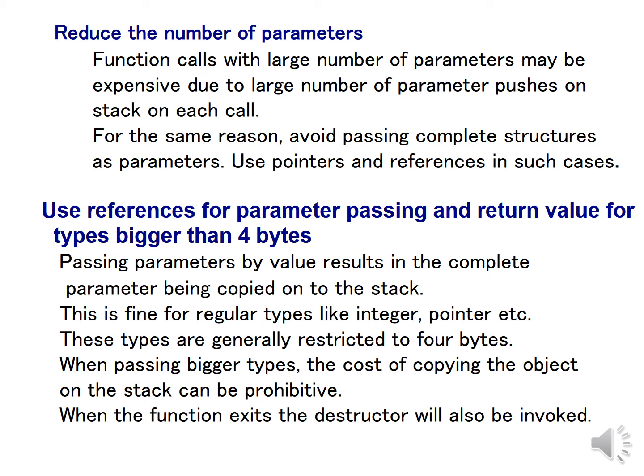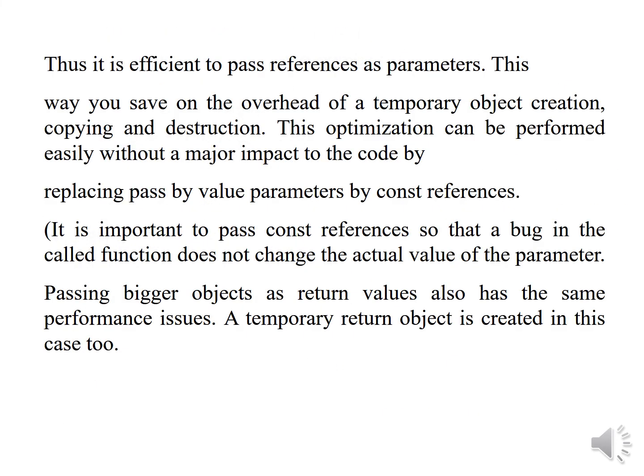Use references for parameter passing and return values for types bigger than 4 bytes. Passing parameters by value results in the complete parameter being copied onto the stack. This is fine for regular types like integer, pointer, etc. These types are generally restricted to 4 bytes. When passing bigger types, the cost of copying the object on the stack can be prohibitive. When the function exits, the destructor will also be invoked. It is more efficient to pass reference parameters. This way you save on the overhead of temporary object creation, copying and destruction.